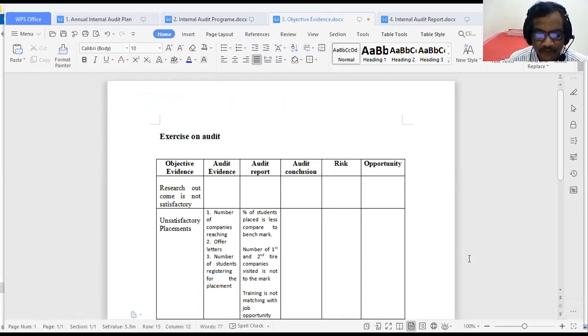Now, what we have come to over here is the audit report. There is one thing that we can definitely make a mention of. For example, when we are talking about evidence, the number of companies reaching is lesser than previously. Now, what would the audit report make a mention of with this particular aspect? For example, we are counting on audit evidence, the number of companies reaching. So what would the audit report say over here?